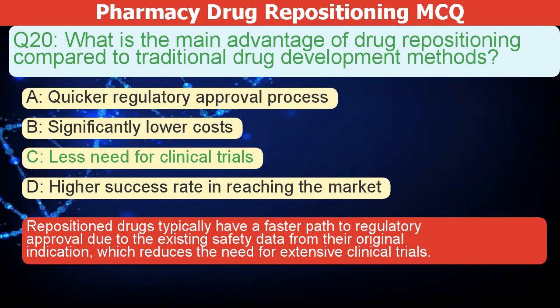The correct answer is C. Repositioned drugs typically have a faster path to regulatory approval. This is due to existing safety data from their original indication, which reduces the need for extensive clinical trials.